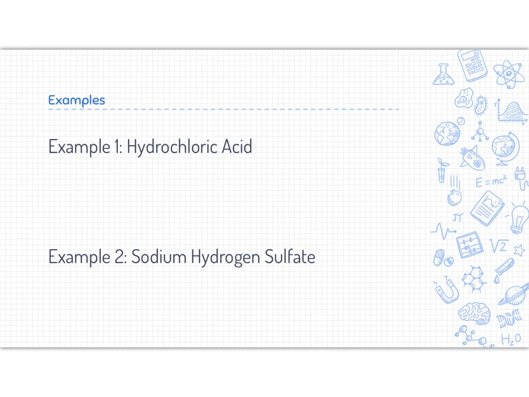So with this idea, let's write the modified Arrhenius theory reactions for HCl and sodium hydrogen sulfate. I think I changed this to sulfite in our notes, actually. So hydrochloric acid is HCl, and acids will always react with water to produce H3O plus and the leftover ion. So in this case, it'll be Cl minus.